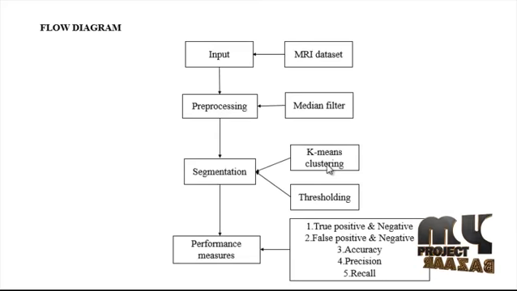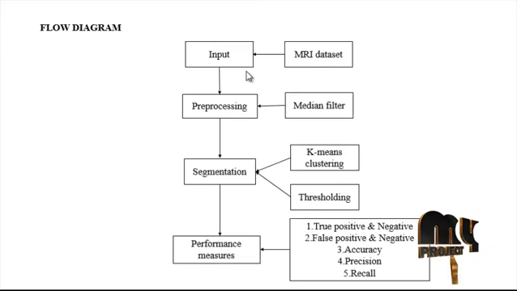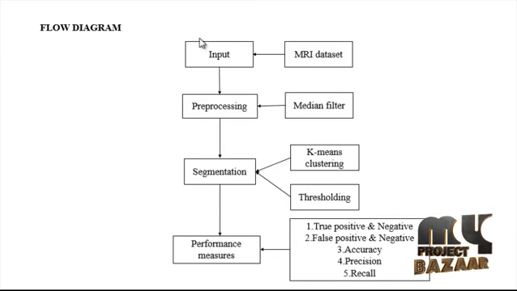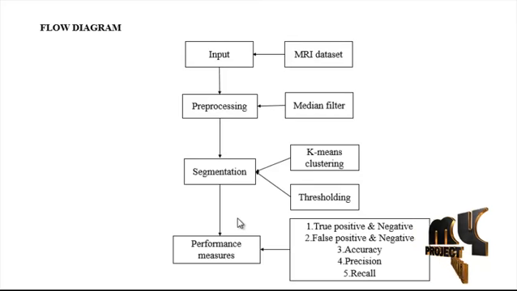This is the overall flow diagram of the process. First of all, we take the input, and then the main steps are four modules: input, then pre-processing, then segmentation, and finally calculating the performance measure. So this is the overall flow diagram of the process.